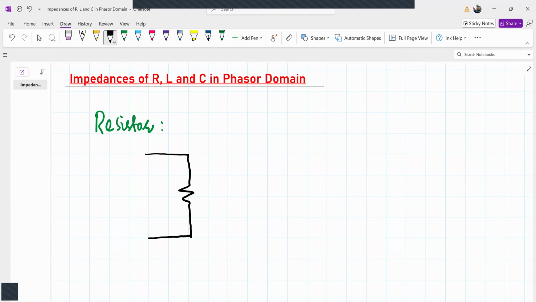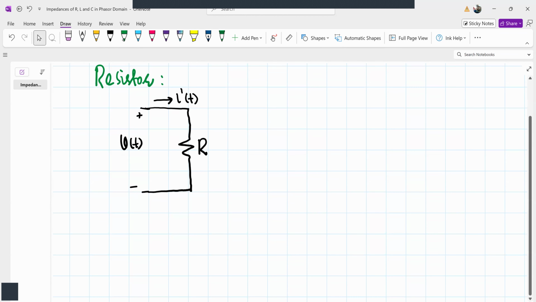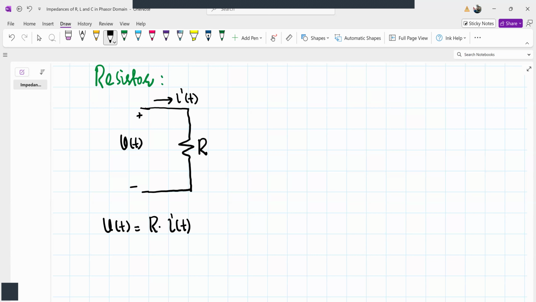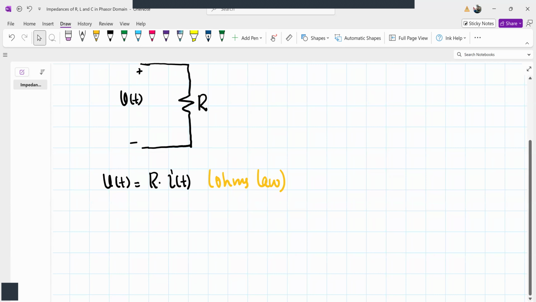this is our resistor, and in time domain, let's suppose the voltage across this resistor is V of t, and R is the resistance, and the current flowing at this instant of time is I of t. So we know by Ohm's law, voltage and current in a resistor are related as V of t at an instant of time is R, the resistance, times the current. This is referred to as Ohm's law. From Ohm's law, we write the voltage in terms of current like this.